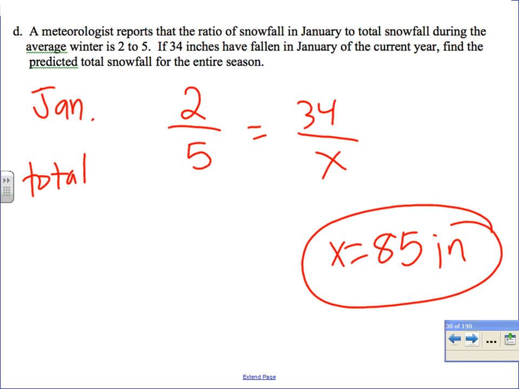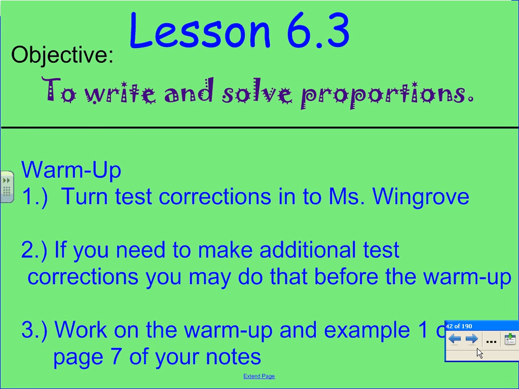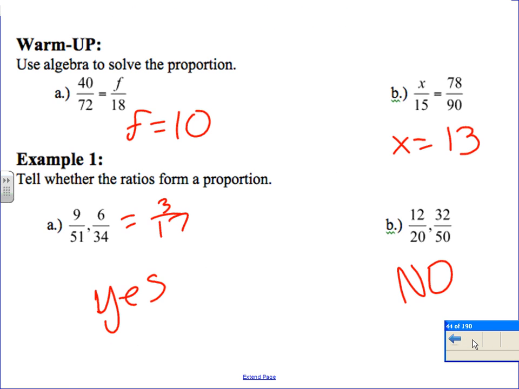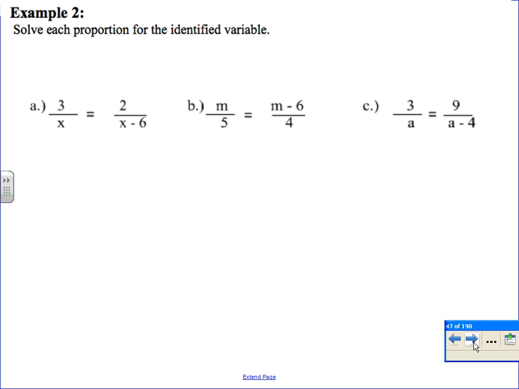Okay, flip over to page 7, example 2A. I'm really skipping around, so make sure you stay with me. Yep, go to page 7, example 2A. 3 over x equals 2 over x minus 6. Okay, what's x? Who can tell me? Emma H? Nope. What's x on the letter A? Sean? Nope. What's x on letter A, Zach? Nope. Anyone else honestly think they know what it is?